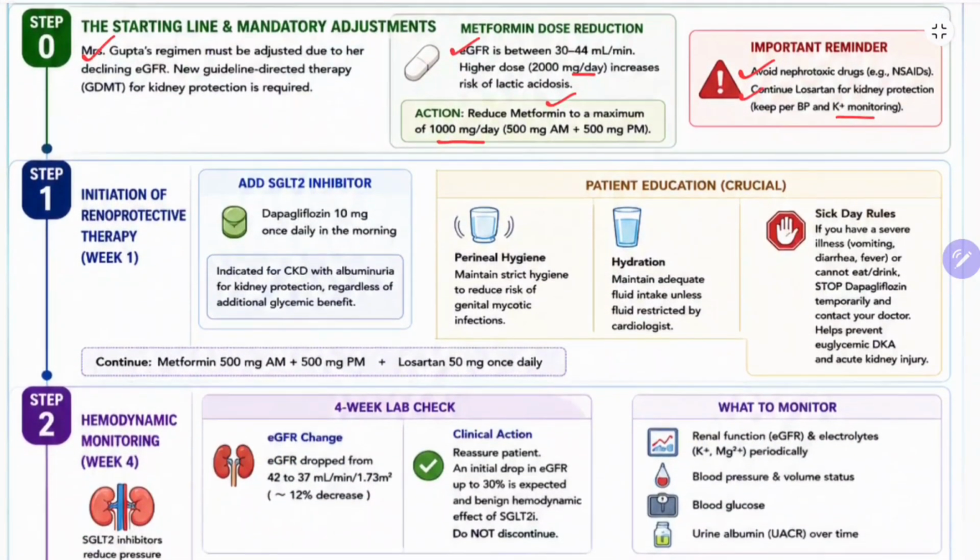Now, renoprotective drugs you should add. So add the SGLT2 inhibitor dapagliflozin 10 mg once daily in the morning. So it is indicated for CKD with albuminuria for kidney protection regardless of glycemic benefit.